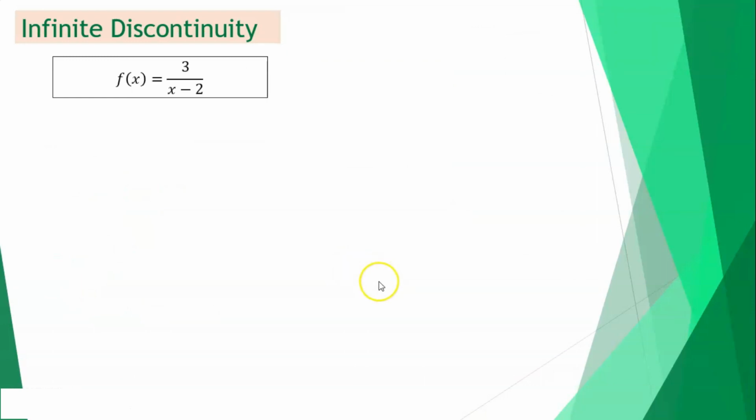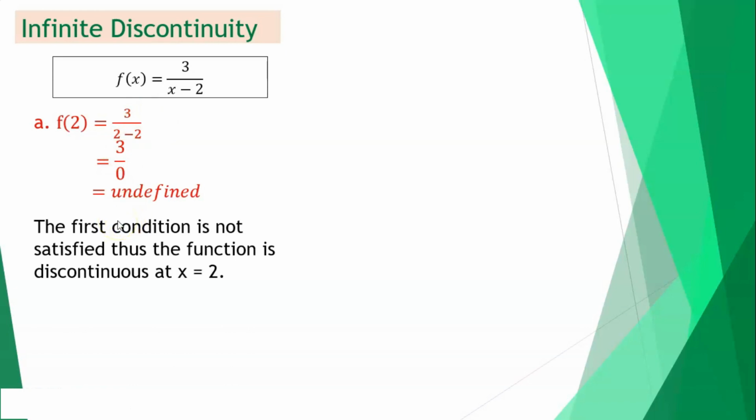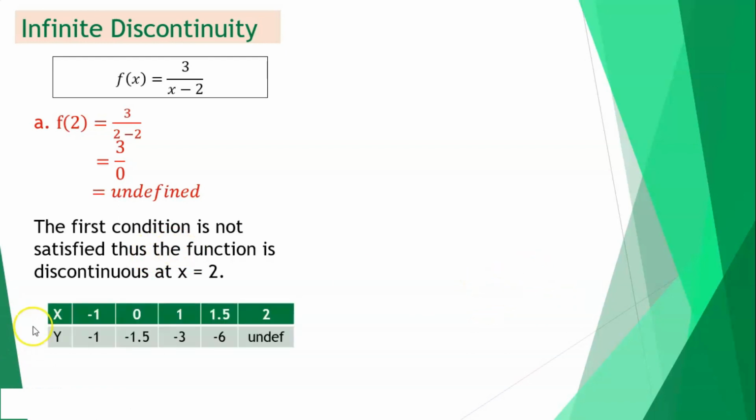Infinite discontinuity. So given the function f of x is equal to 3 over x minus 2. So let's solve for f of 2. So this will become undefined. So with this, the first condition is not satisfied already. So with this, the function is discontinuous at x equals 2. So making use of the table of values, so 2 here is undefined.